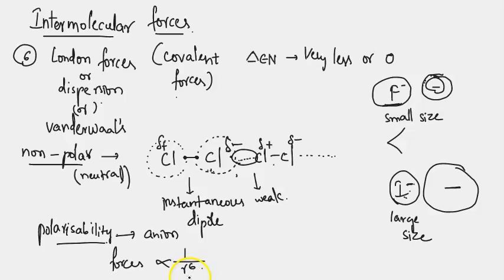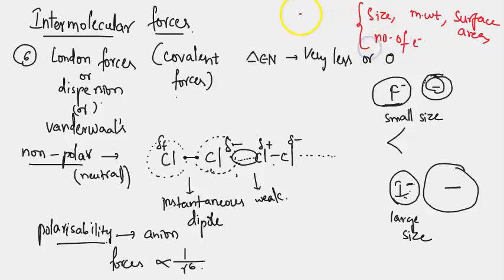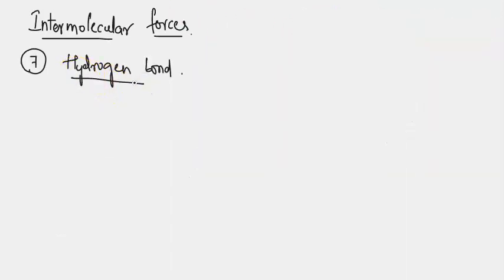London forces increase with size, with molecular weight, with surface area, and also with the number of electrons. These are all factors that increase the London forces, the favorable conditions for London forces. The last type of intermolecular force is the hydrogen bond.